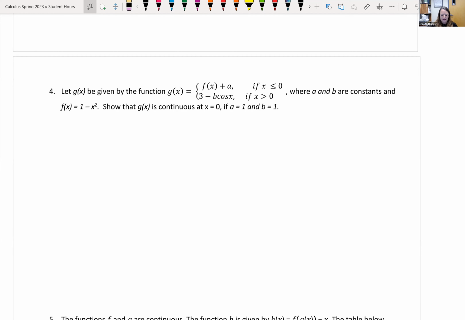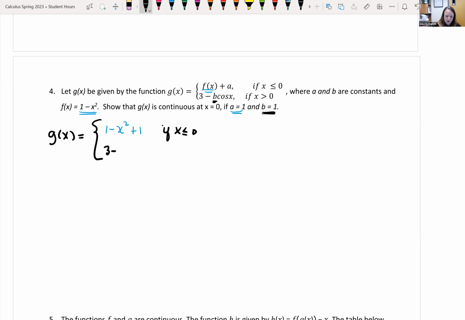Okay, well, let's just rewrite this a little bit. So g of x is equal to f of x plus a. Well, f of x is 1 minus x squared plus a. And it told me in here to let a be 1, so plus 1. This is if x is less than or equal to 0. And then let's write down the second equation. We have 3 minus b, but it told me b to be 1.